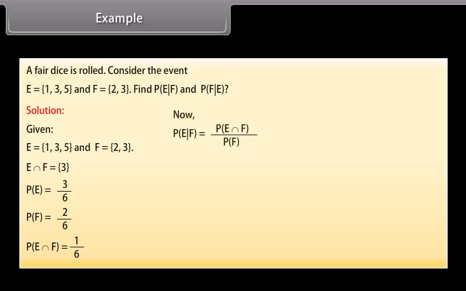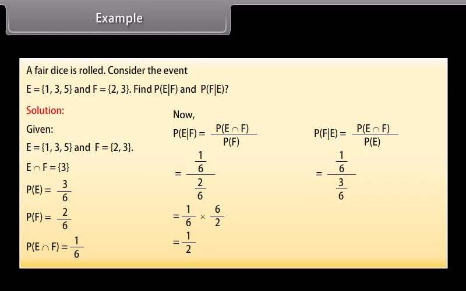Now, conditional probability of E when F is given is equal to probability of E intersection F by probability of event F is equal to 1 by 6 divided by 2 by 6 is equal to 1 by 6 into 6 by 2 is equal to 1 by 2. Conditional probability of F when E is given is equal to probability of E intersection F by probability of event E is equal to 1 by 6 divided by 3 by 6 is equal to 1 by 6 into 6 by 3 is equal to 1 by 3.